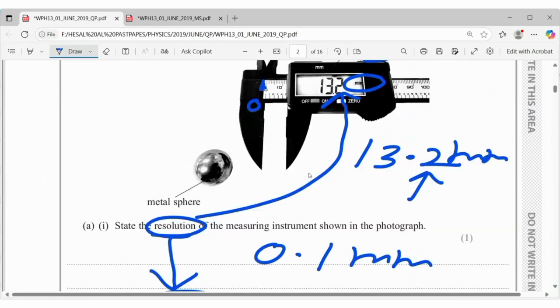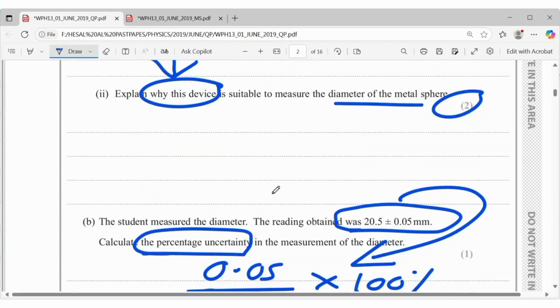Another thing, look at this metal ball. It is not completely uniform. So when you measure in different orientations, it may give different values. So definitely we have to consider different orientations, get different values and finally get the mean.